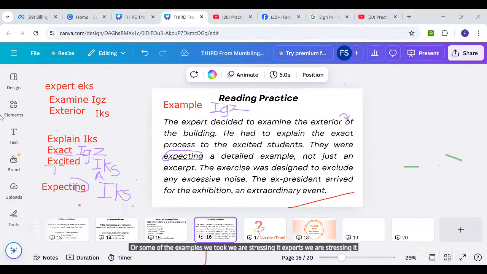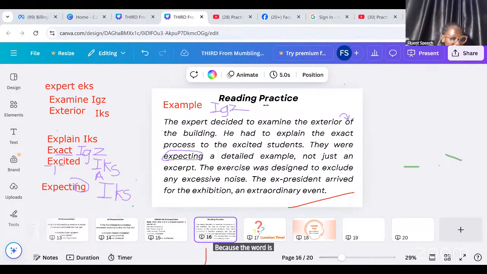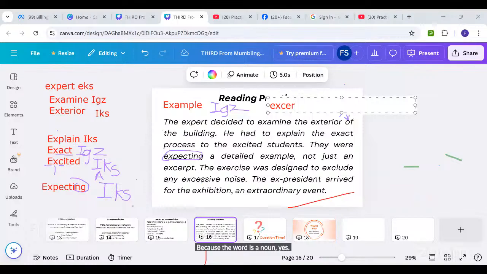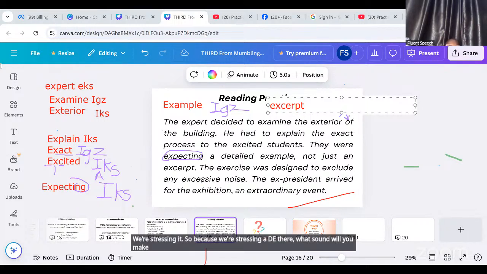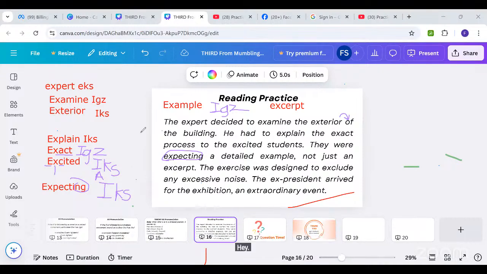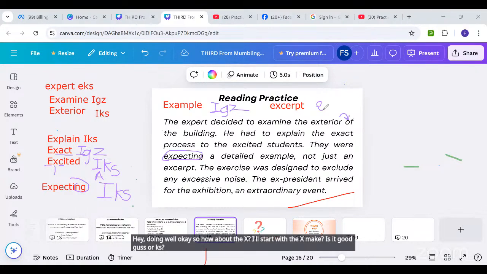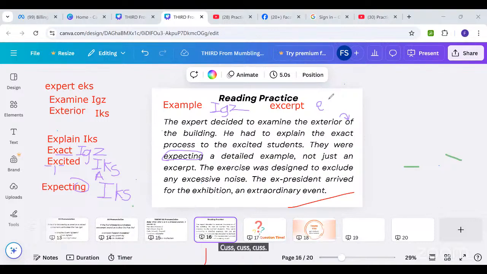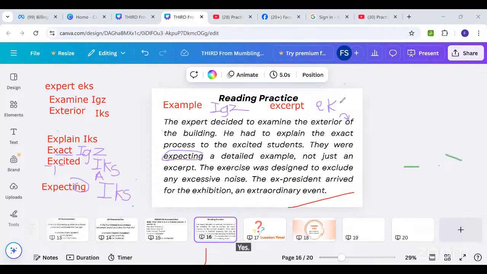Because the word is a noun, excerpt, we're stressing it. So because we're stressing it, the E there, what sound will it make? Is it E or A? E. Very well. So how about the X? What sound will the X make? Is it guz or kus? Kus. Very well. So the word is pronounced excerpt.